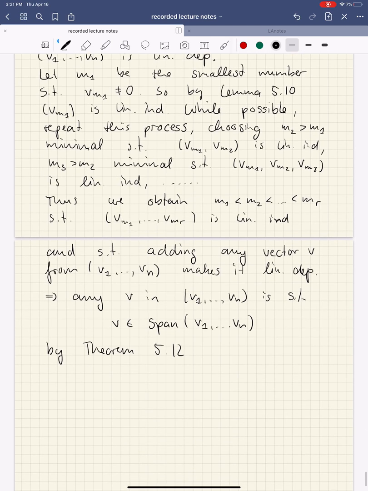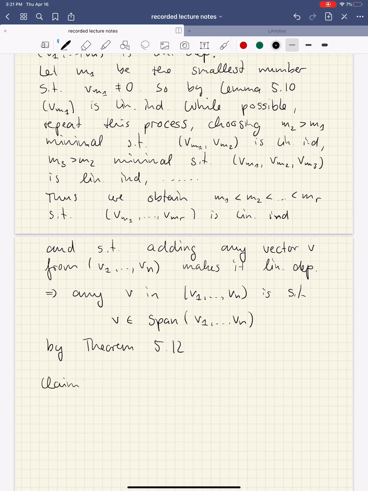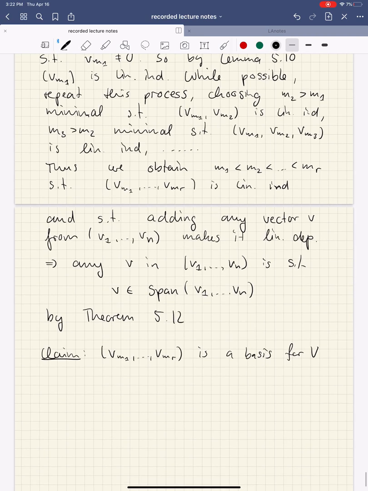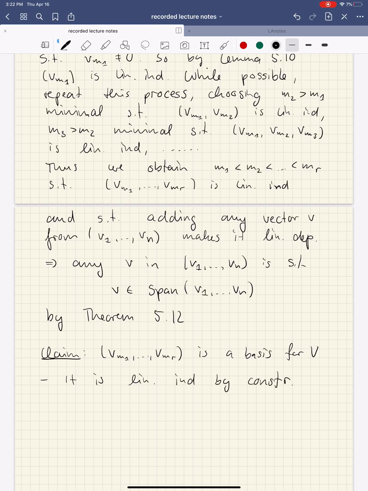Okay, and now we claim that Vm1 all the way up to Vmr is a basis for V. So it is linearly independent by construction. And so now it's left to show that it's actually a spanning set.